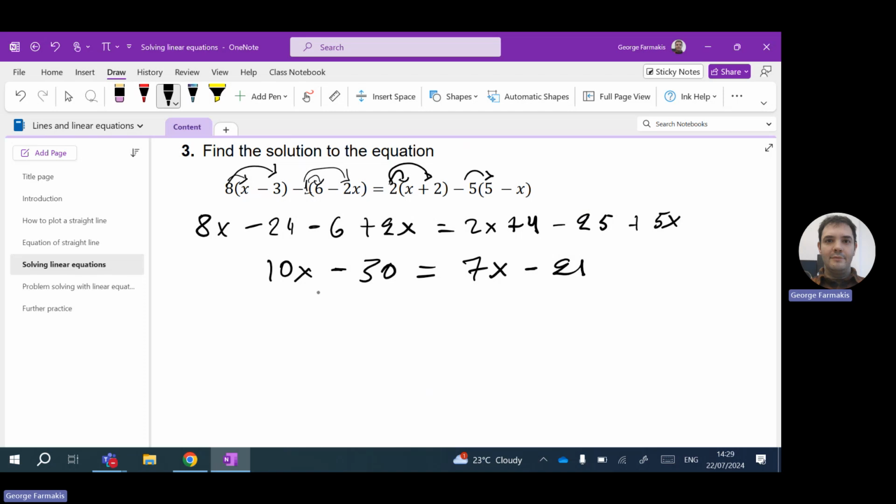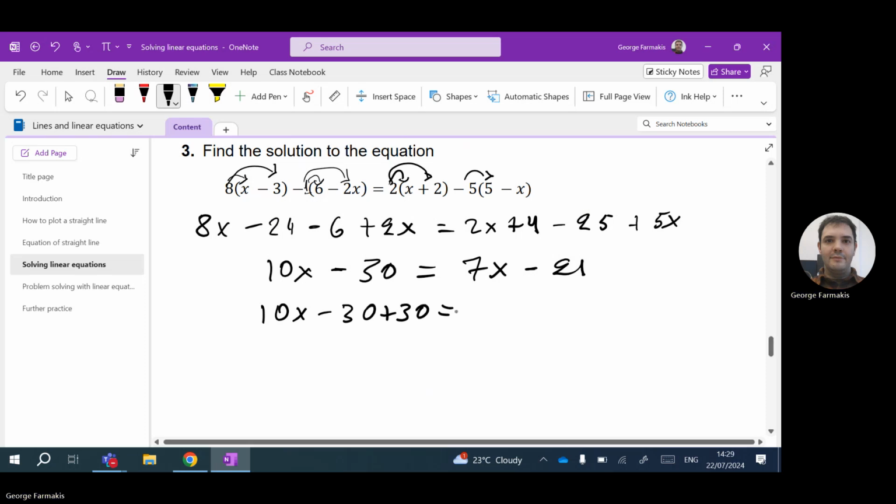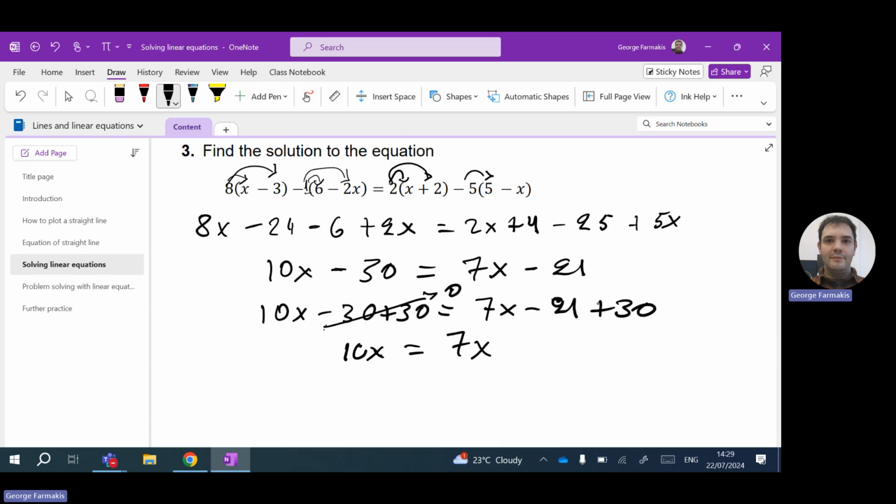Okay, let's try to get rid of the minus 30. So I'll add 30 to both sides. Whatever I do on one side, I do to the other side too. So plus 30, this is 0. 10x equals 7x, and minus 21 plus 30, this is 30 minus 21, so this is plus 9.